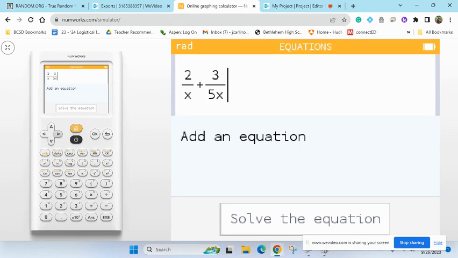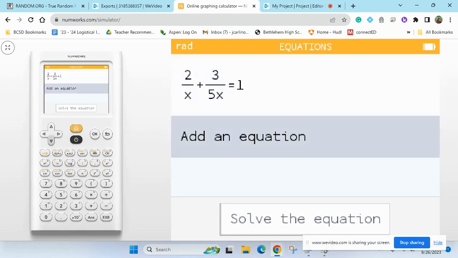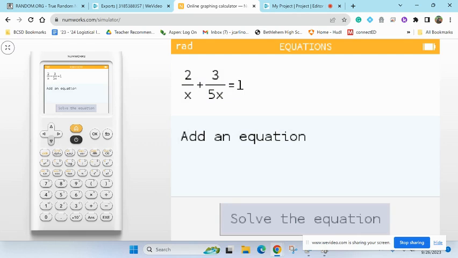Remember the equals is right where the pi button is. Okay, so I got to go shift pi equals 1. You can press execute, it'll shade it in gray. And then I scroll down to solve the equation.